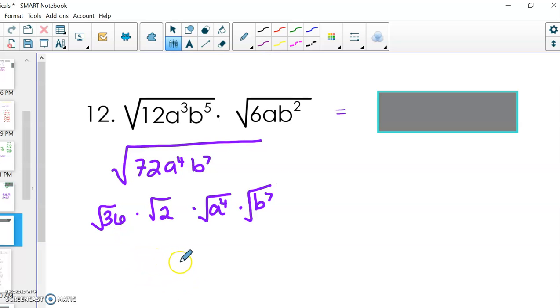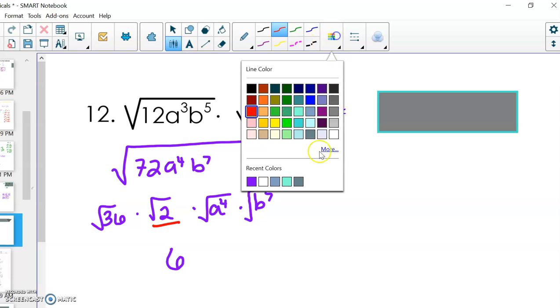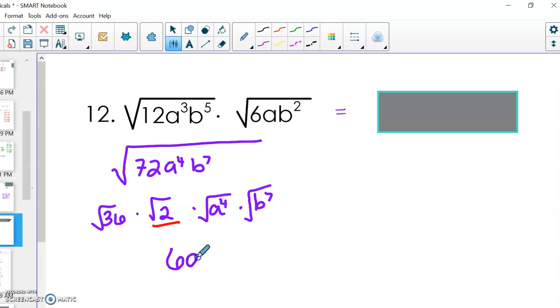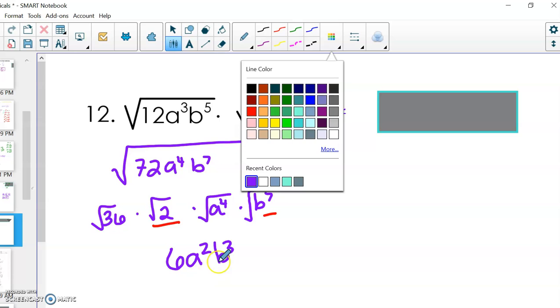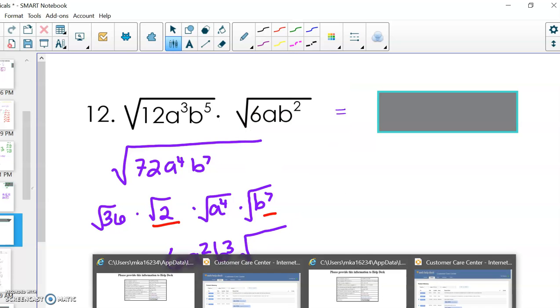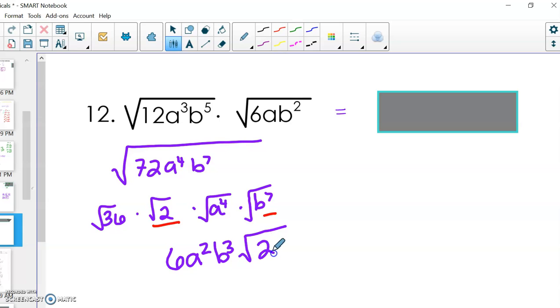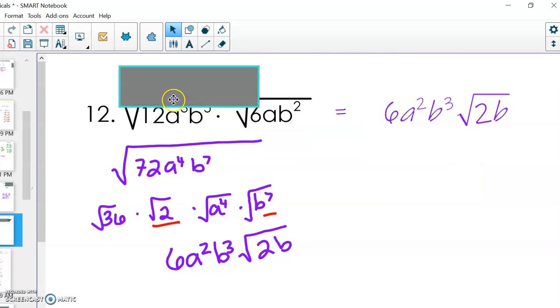All right, square root of 36 is 6. Can't do anything with square root of 2, so it'll stay under. Square root of A to the 4th is A squared. Square root of B to the 7th. How many groups of 2 are in B to the 7th? There's 3 groups of 2 with 1 left over. So we'll have one of those left over. 6a squared b to the third on the square root of 2b. There we go. We got it.